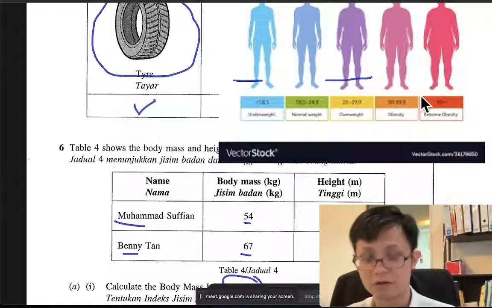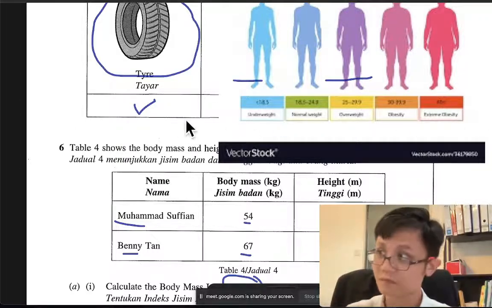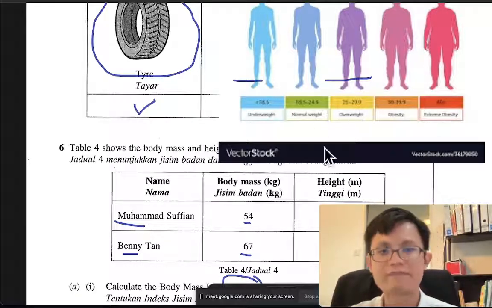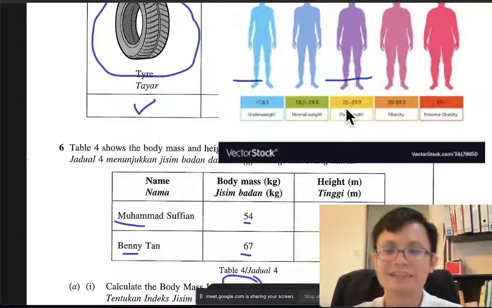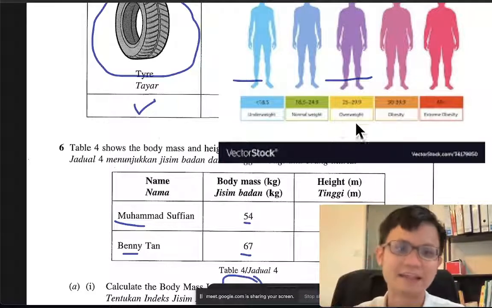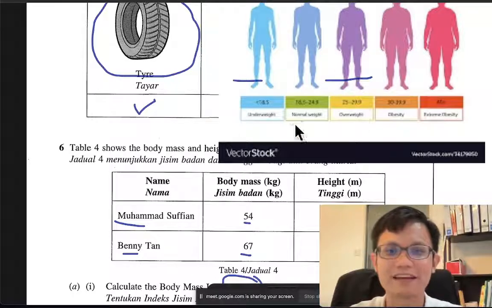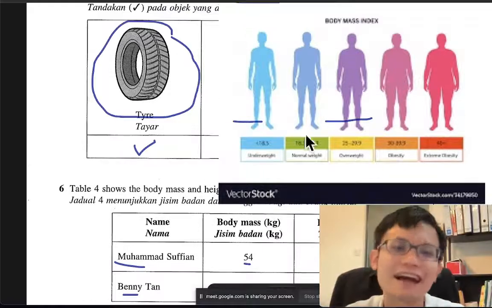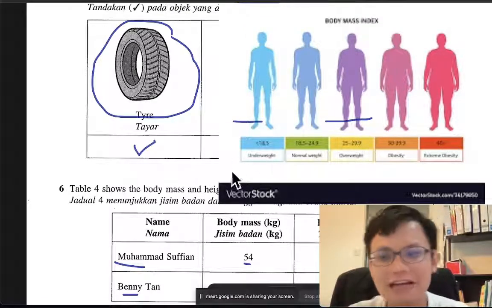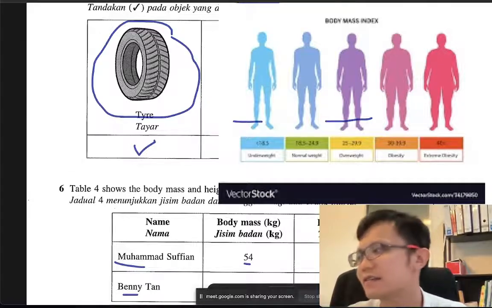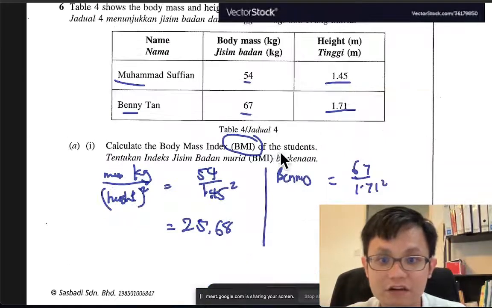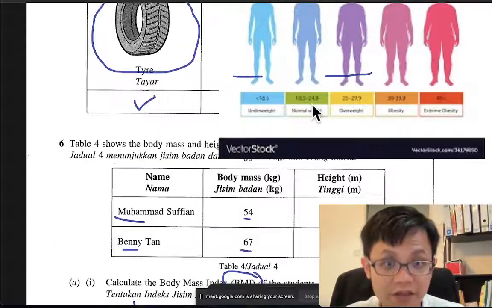Of course, the more you go up, the more easily you will die, and thin also you will die. But usually normal weight, and it depends on the situation. Overweight might survive longer in winter because they have a lot of fat. And underweight, who knows what happens during war when suddenly there is no food. Then the overweight will survive and the underweight will die, because there is nothing for them to burn in their body. So Muhammad Sufyan is considered overweight because it's more than 25.